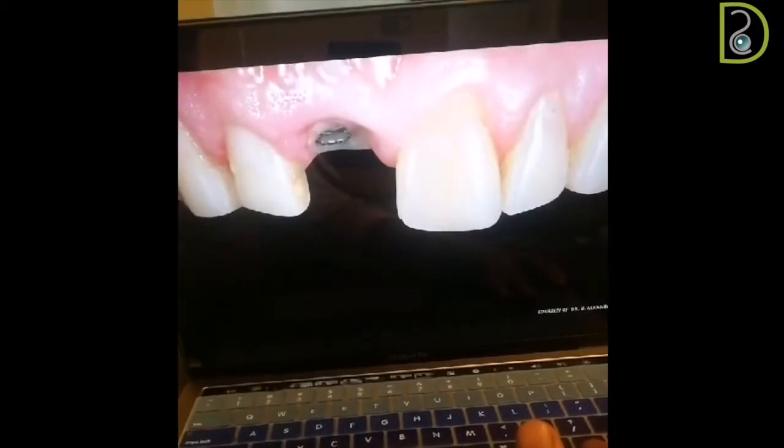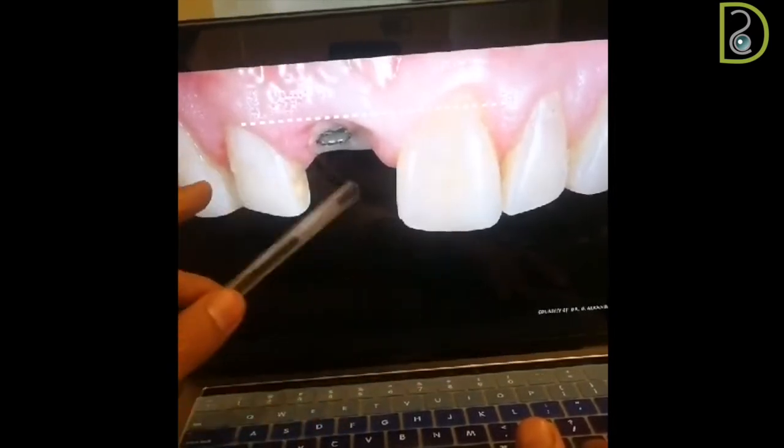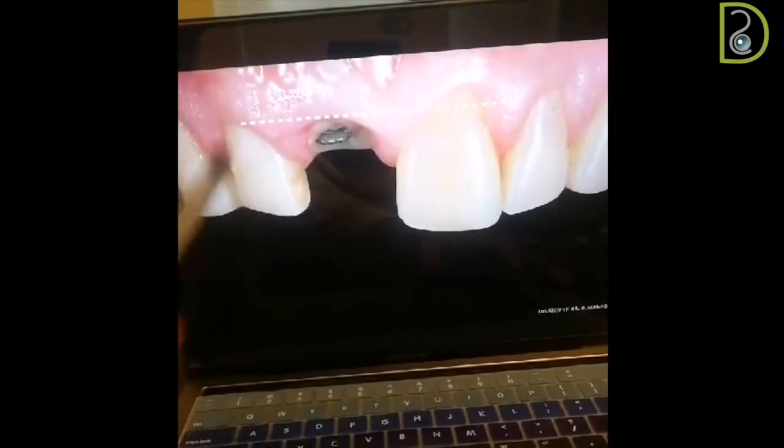This is the 3 months follow-up. You can appreciate both the marginal gingiva and interdental papillae are maintained. This is the first case in the aesthetic zone. It's a straightforward case. Everything is favorable, and as you can see, everything was maintained easily.